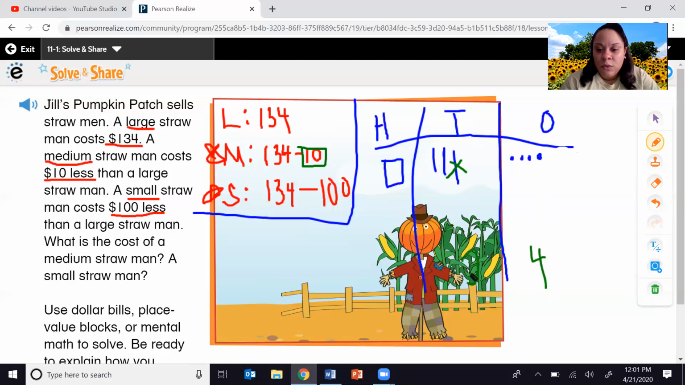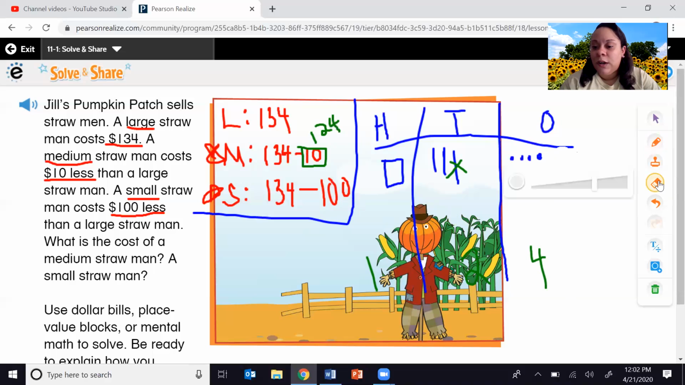4, 2, 1. It would still be 124. If I did the same thing of crossing it out and trading it for 10 ones, I'd still get the same answer. So that's just what I'm trying to explain to you guys. But let's move on because I'm spending too much time on this, aren't I? All right, so the answer to the medium straw man is 124. Give yourself a pat on the back if you got that answer.